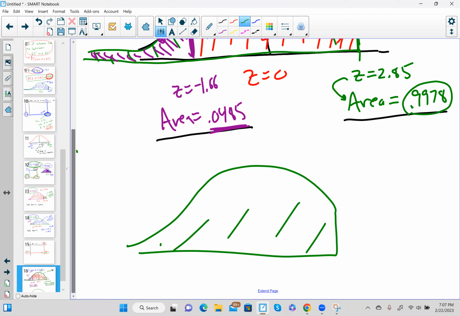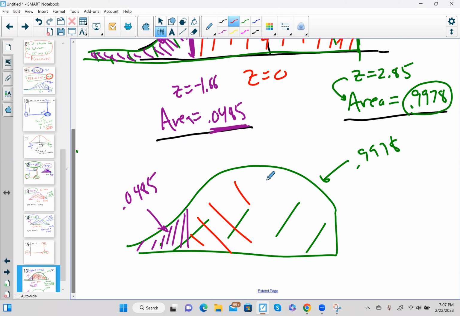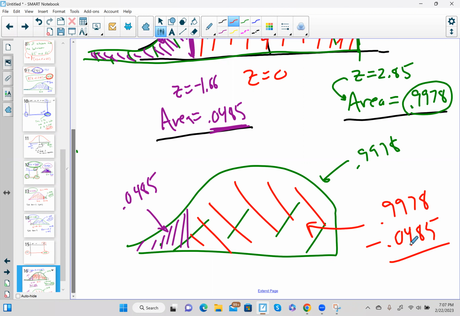We know that whole area is 0.9978. And then we inserted this little purple area down here at the bottom, and that little area by itself is 0.0485. I think now you know what we can do with the green and the purple to get the red. You're just going to subtract them. So that red area in the middle is going to be 0.9978 minus 0.0485.